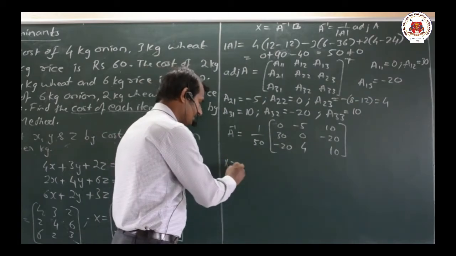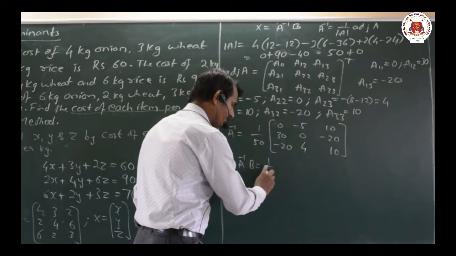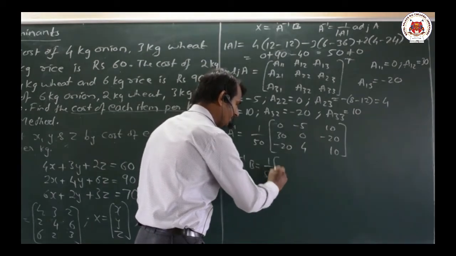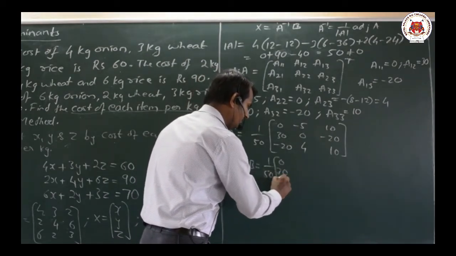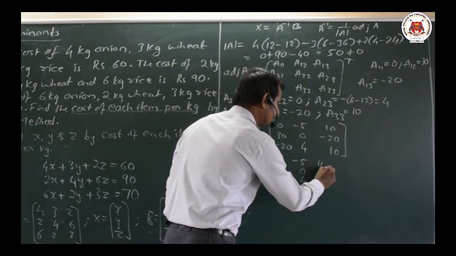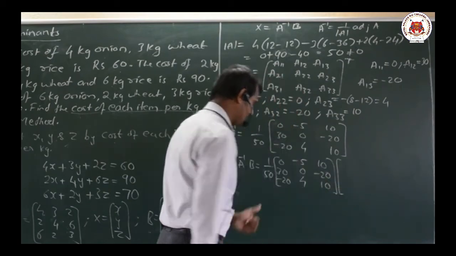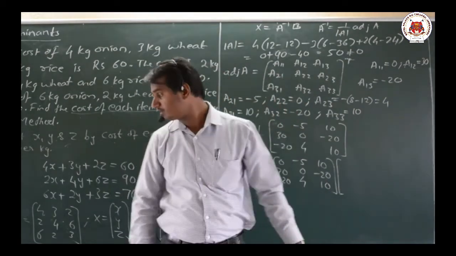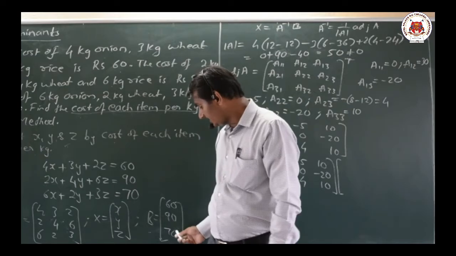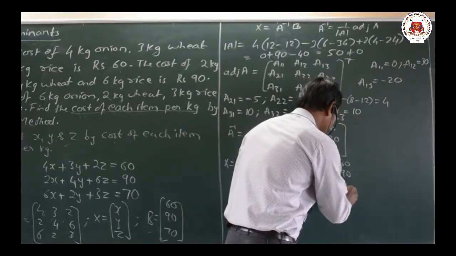Next, X equals A inverse into B. That is 1 by 50 into the matrix 0, 30, minus 20; minus 5, 0, 4; 10, minus 20, 10, into the matrix B. What is B here? In the given question it is 60, 90 and 70.